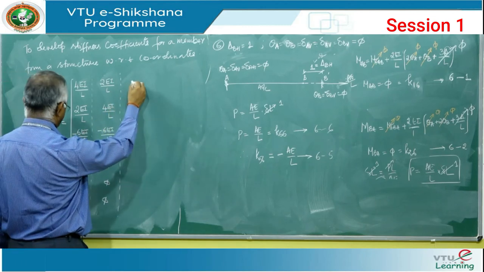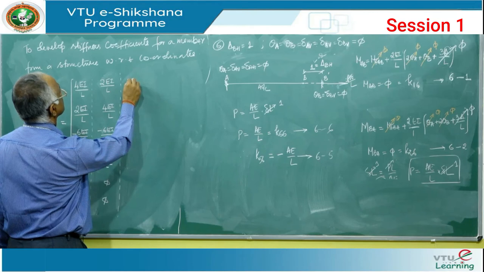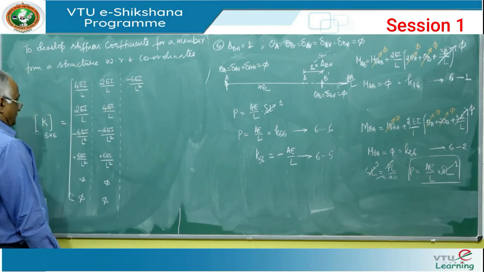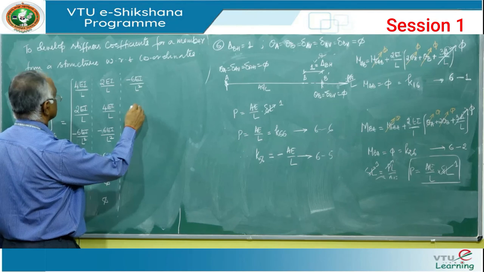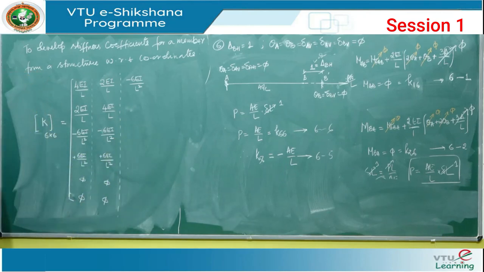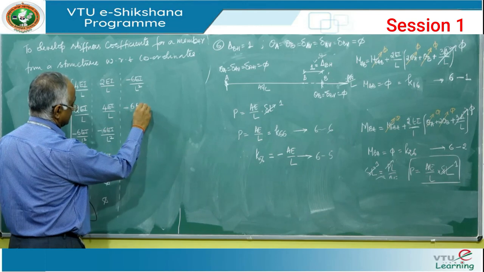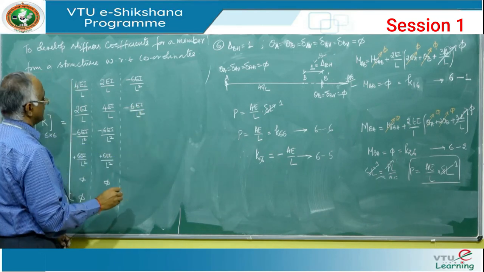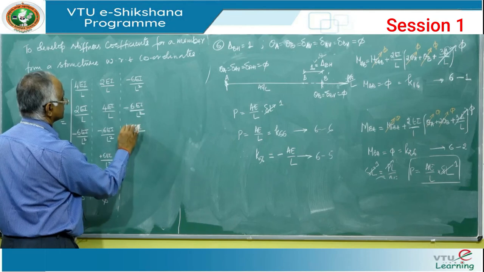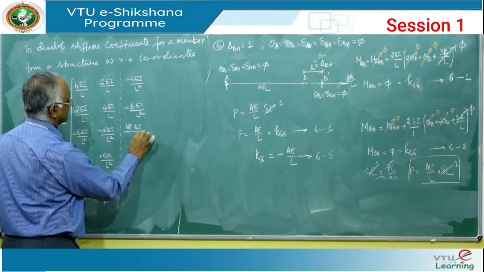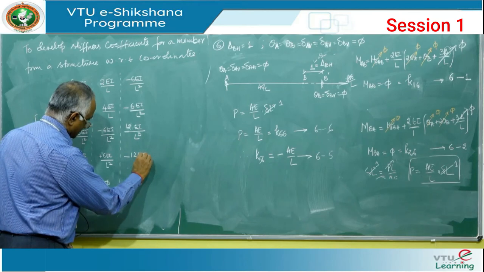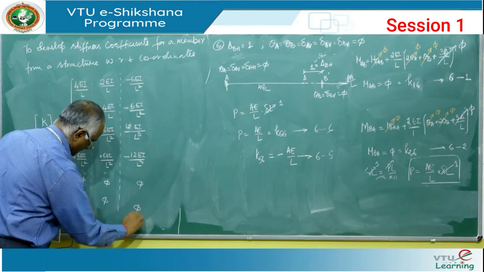Coming to the next column, K31 is minus 6EI by L square, K32 is, I think it is also minus, yeah, both are minus, minus 6EI by L square, and K33 is 12EI by L cube, and then K34 is minus 12EI by L cube, 0 and 0.